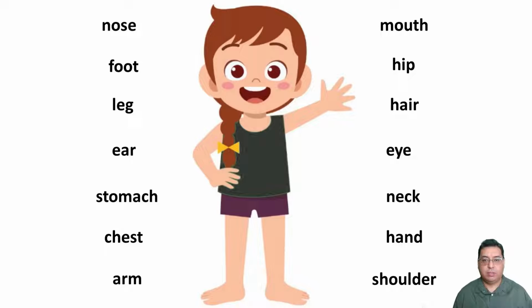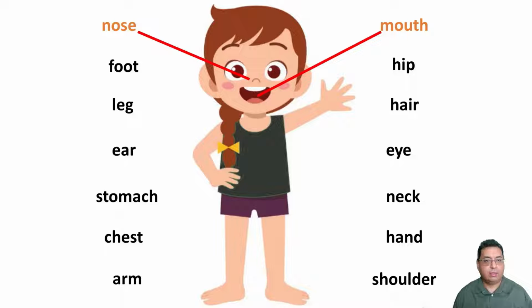So I'm going to show the different parts of the body with this person here. And I'm just going to start with the first word here, which is nose. And I'm just going to draw a line to where the nose is here. So looking here, I can see that the nose is right here. Then I'm going to go right to the other side here for the word mouth. And then I'm going to look at the body part and then draw a line to mouth.